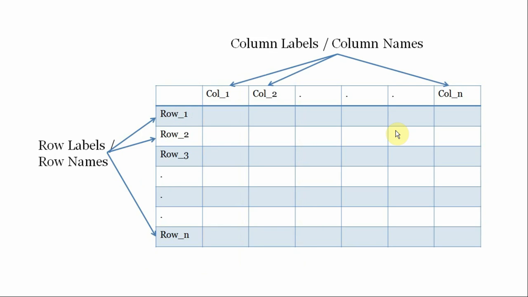Individual rows in row index are called row labels, row index labels, or row names. Similarly, the individual columns in column header are known as column labels or column names.